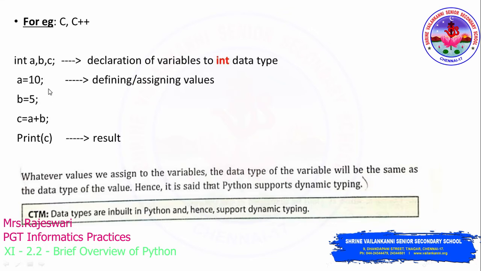But in Python, it is not like that. For a value which you are assigning to a variable, Python will automatically understand that it belongs to the respective integer data type or floating point data type. So it is not necessary to define a data type in Python. And the values which you assign to the variables, the data type of the variable will be the same as the data type of the value. So it supports dynamic typing. All these things we have discussed.